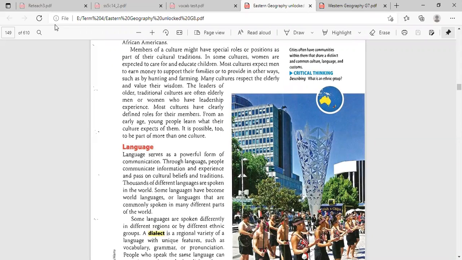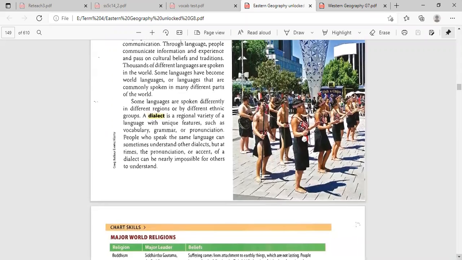Language has many dialects. What's the definition of a dialect? Kenzie Dahan? The region of the language with different features such as the vocabulary, grammar, and punctuation. Right. So a dialect is a regional variety of a language, which makes it very unique.